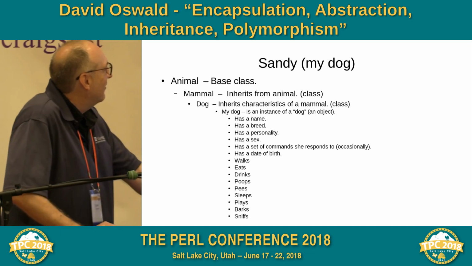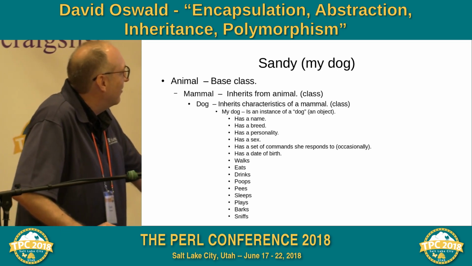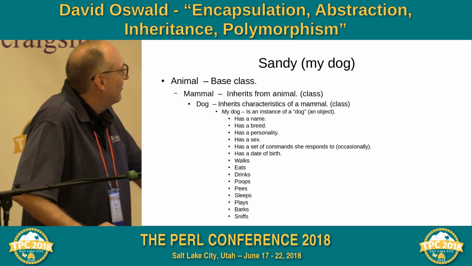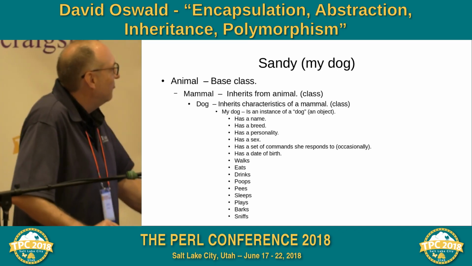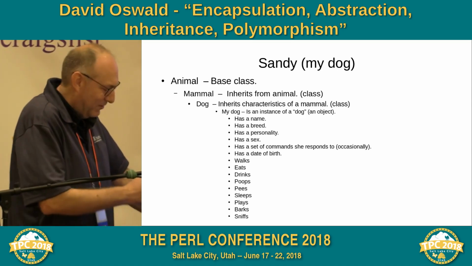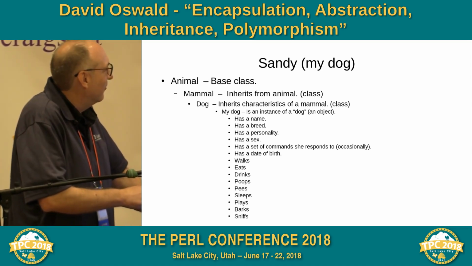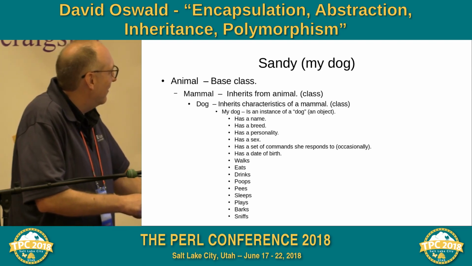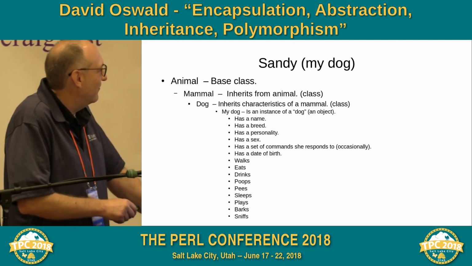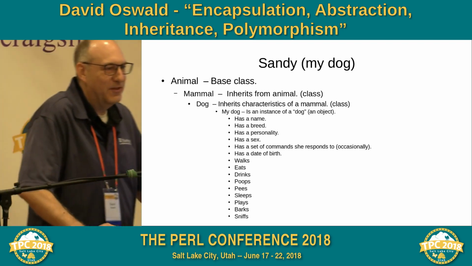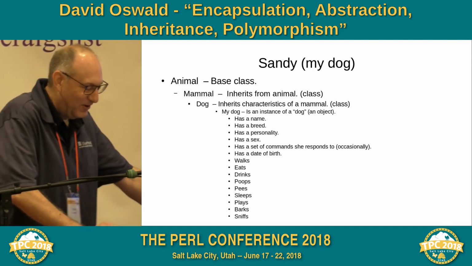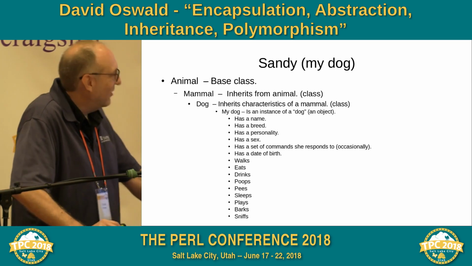So Sandy is a mammal, and she's a dog, and Sandy, my dog, is an instance of dogs in general, and my dog has a name, and her name is Sandy, and she has a breed. She's a golden retriever, and she has a personality, and she's a female, and she responds to a set of commands occasionally, and she has a date of birth, and walks and eats and drinks and poops and sees and sleeps and plays and barks and sniffs, all the things that dogs do, because she's an instance of a dog. And so how does Sandy relate to object-oriented programming?